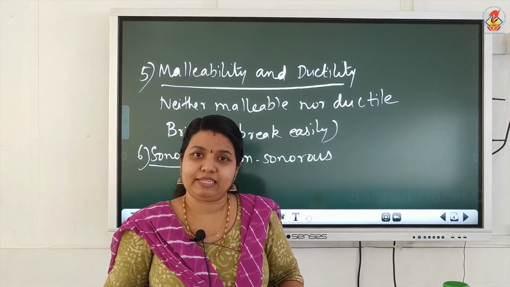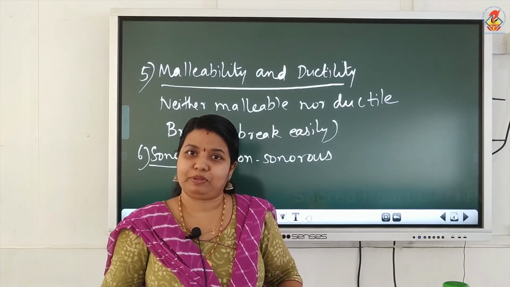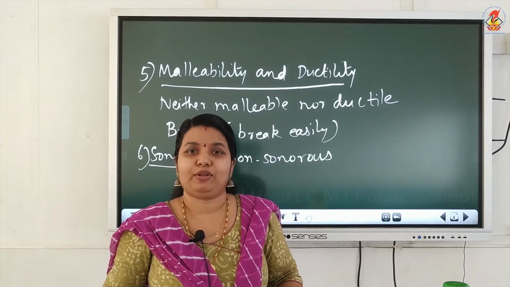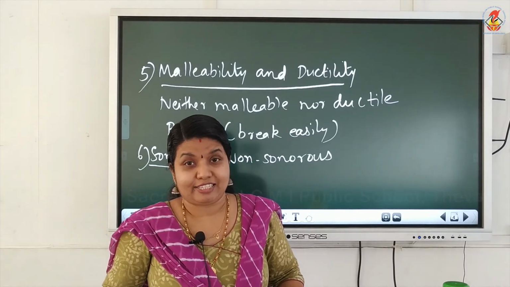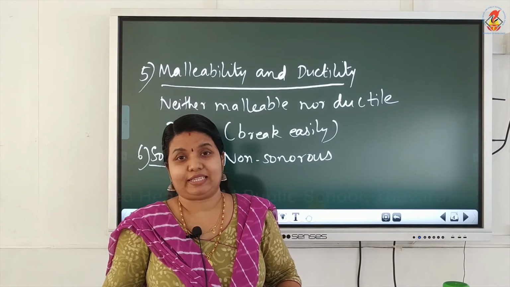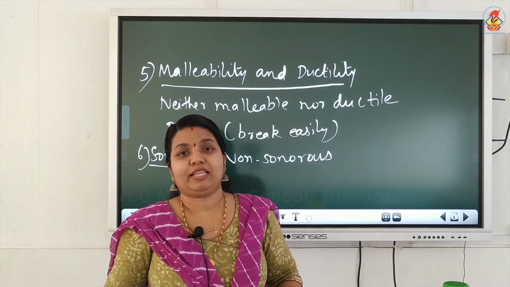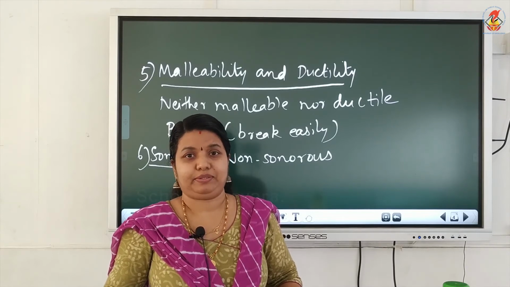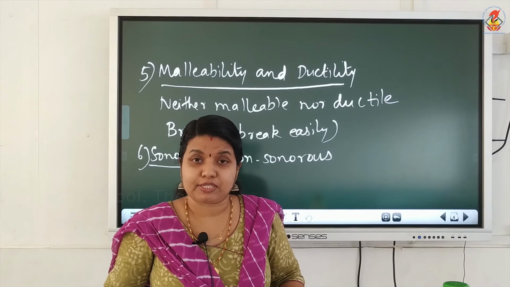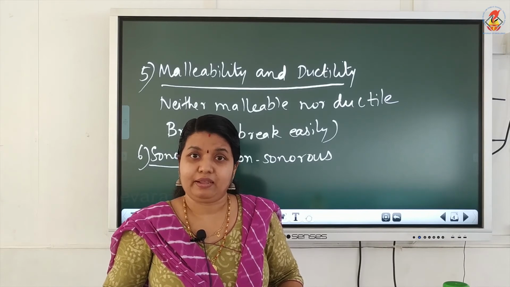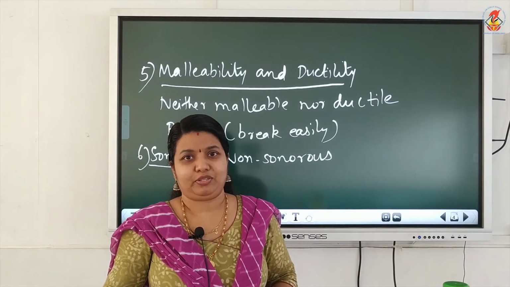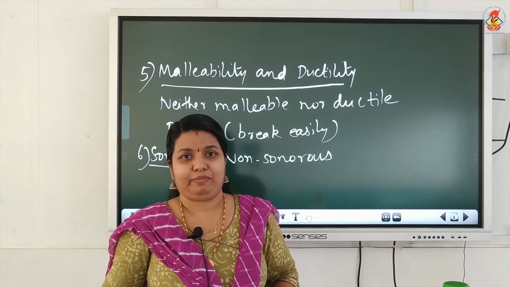Then malleability and ductility, the property by which materials can be made into sheets and wires. They are neither malleable nor ductile. Instead, they are brittle. They break easily. Then sonority, they are non-sonorous. They do not produce a ringing sound. Okay. Now, what are the examples of non-metals? Carbon, sulfur, bromine, hydrogen, oxygen, nitrogen. Several examples we have written under these properties. All those are examples of non-metals.